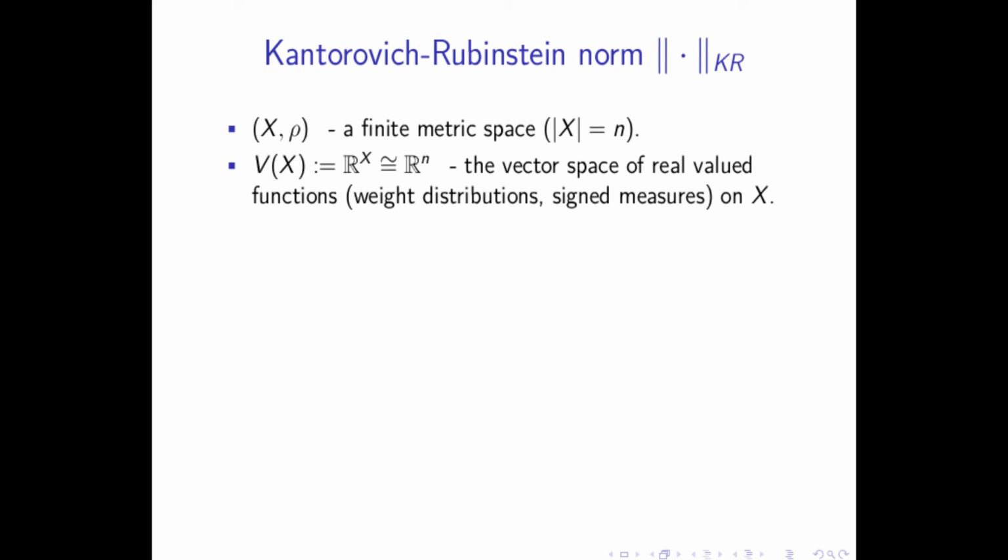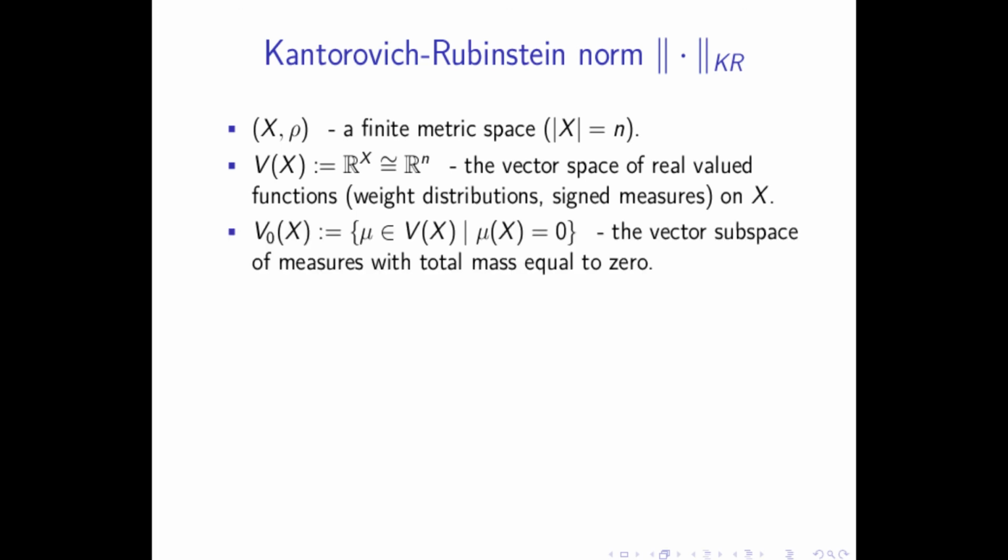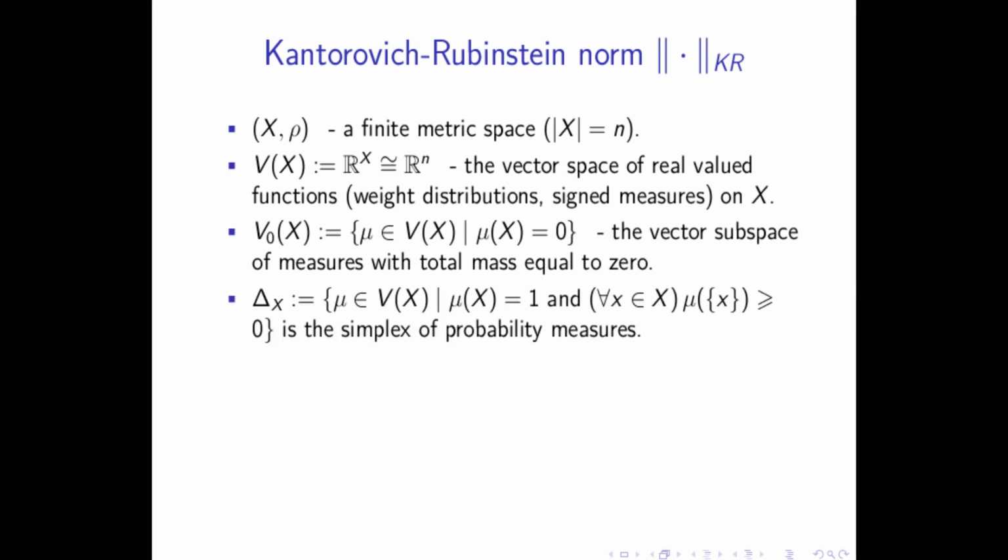Once you have a finite metric space X with distance function rho, then look at the vector space of all real valued functions, which can be also interpreted as weight distributions, which means signed measures. We allow negative measure to exist. And now signed measures with total mass 0 form a vector subspace of the original space, so we denote it by V sub 0. And also we have the simplex of probability measures, so they all live in this vector space here.